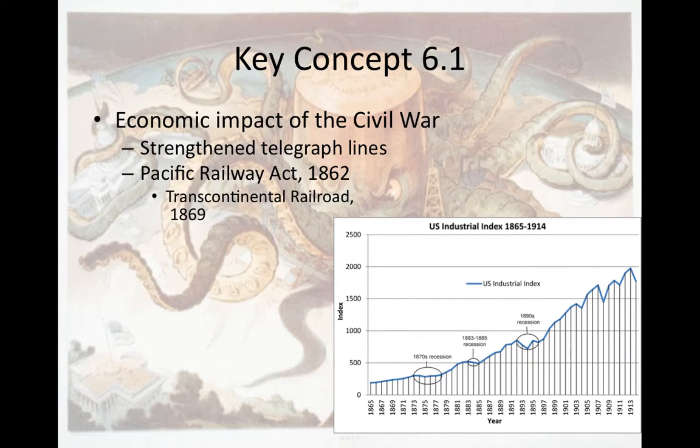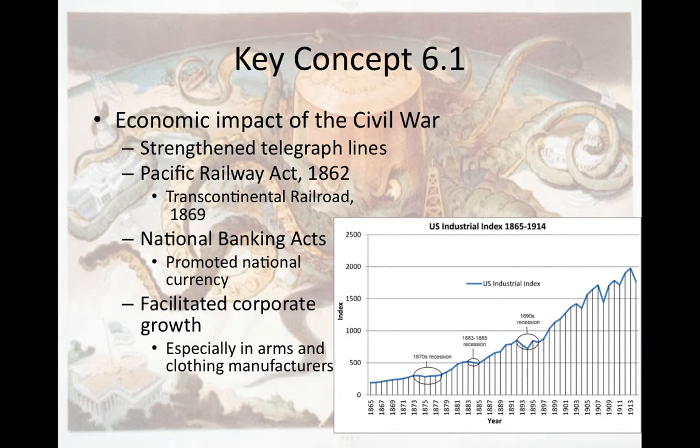So the Civil War strengthened telegraph lines and sort of created more communication networks. It saw the passage of the Pacific Railway Act, which facilitates a transcontinental railroad, which will come up later in our episode. The National Banking Acts were passed during the Civil War, which promoted a national currency and a national economy, for that matter, and it facilitated corporate growth in that the Union Army and the federal government was buying a lot of stuff, particularly arms and clothing. So the government was stimulating the economy. Not that surprising. If you notice on the graph here, the U.S. Industrial Index dramatically increases in the years after the Civil War. It exponentially increases, and that is largely because of the Civil War.